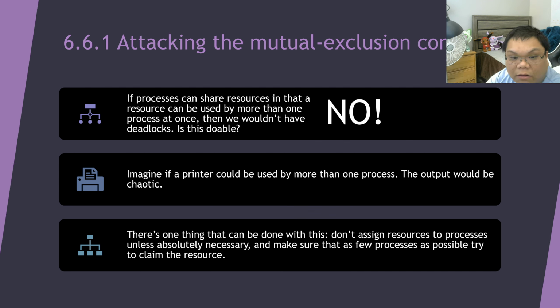There's one thing we can do, and that is don't assign resources to processes unless it's absolutely necessary, and make sure that as few processes as possible try to claim that resource. So that's one thing we can take away from trying to attack the mutual exclusion condition. So no, we cannot do anything about mutual exclusion.